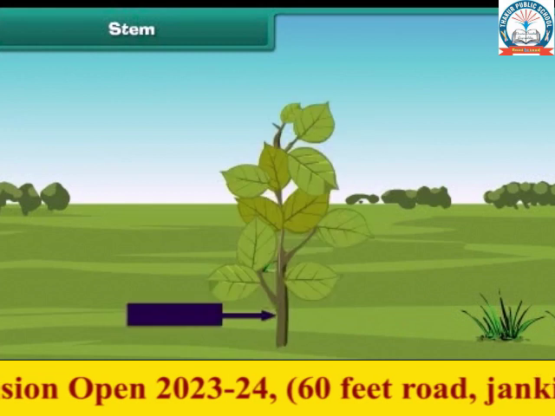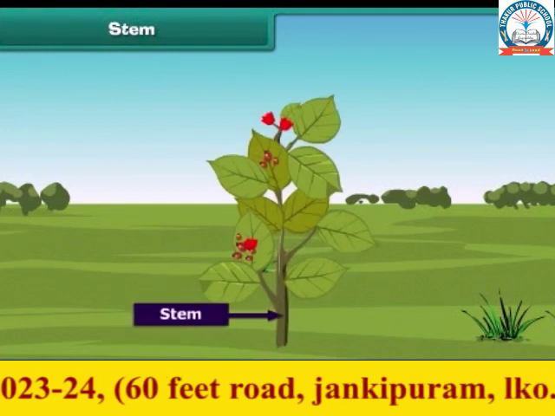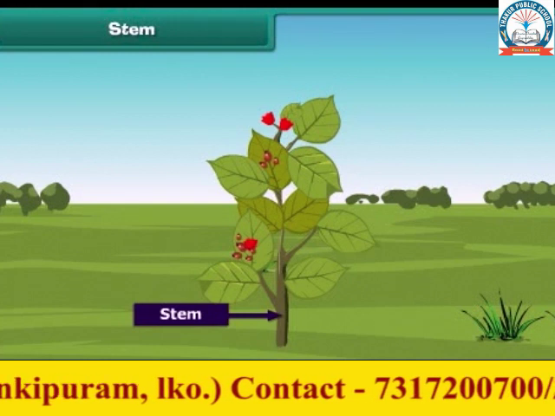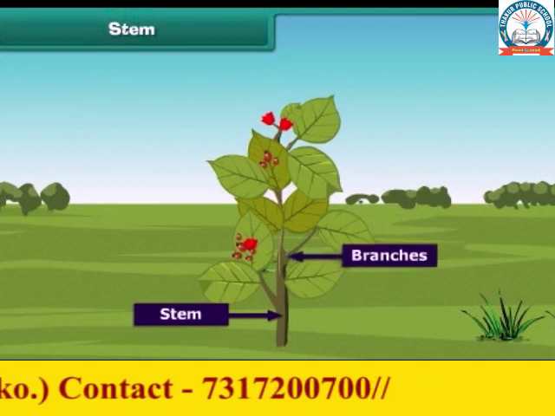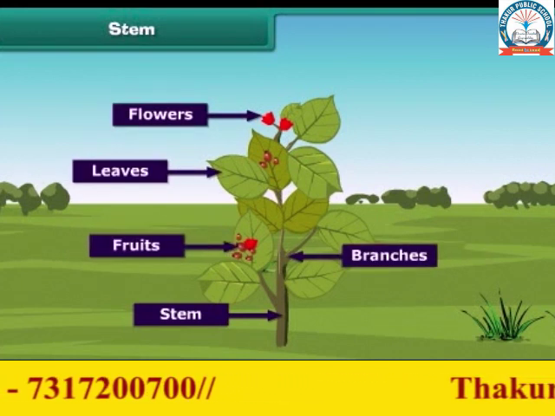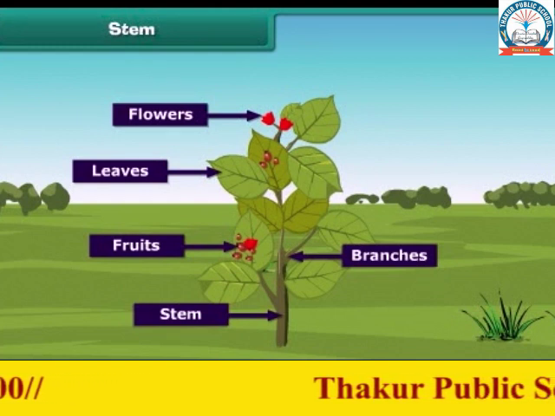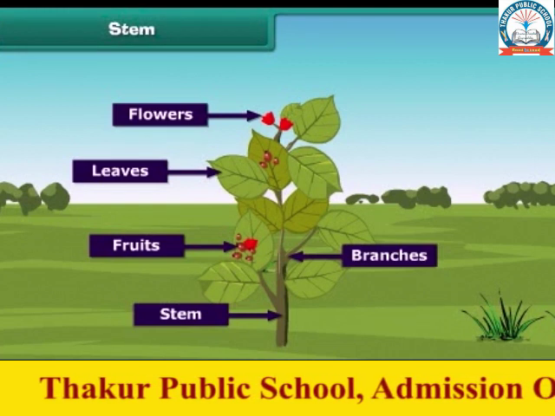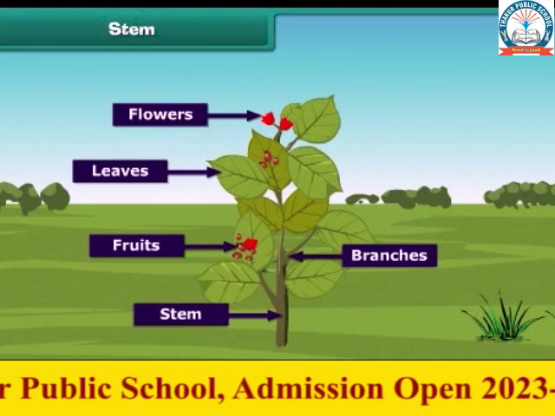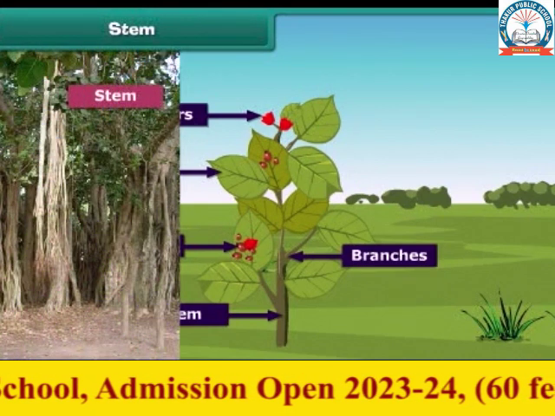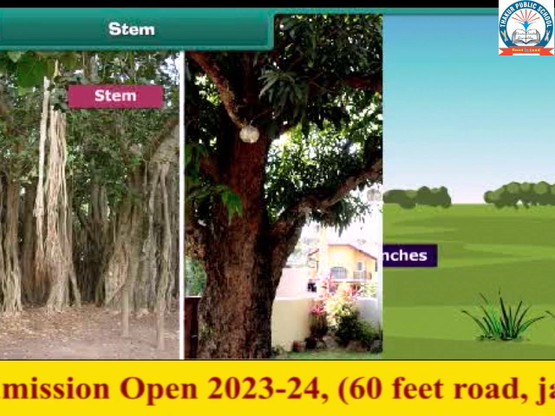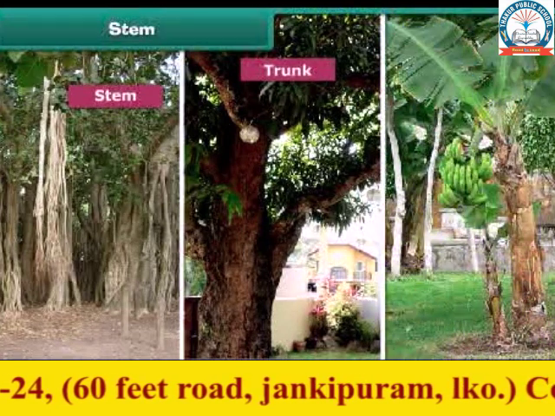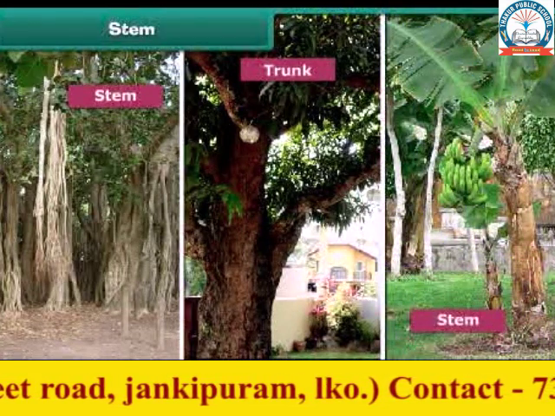Now let's know about stem. Stem is the green or brownish part of the plant which grows above the ground. It provides support to the plant and bears branches, leaves, flowers and fruits on its body. In young plants, the color of the stem is usually green, but over a period of time and with advancing age it turns brown in color. Some trees like banyan and mango have hard, strong and brown stem. It's called trunk, whereas some trees such as banana has a thick but soft and green stem.